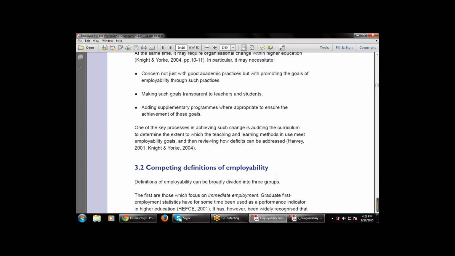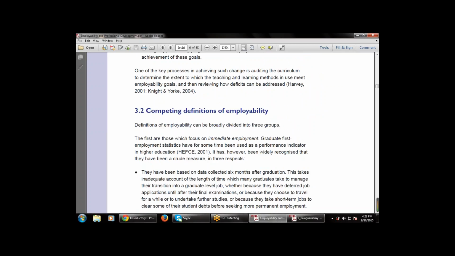And then we will discuss the competing definitions of employability. What are the various definitions of employability? First of all, employability is divided into three categories: one is immediate employability, one is deferred employability, and one is sustainable employability.